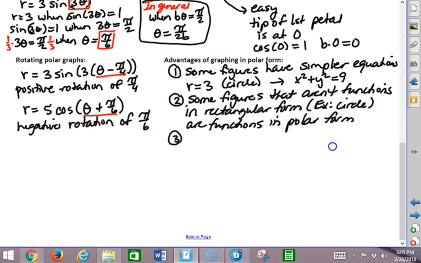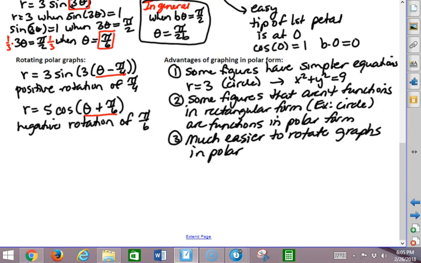And number 3, much easier to rotate graphs in polar form. In rectangular form, it's actually very, very difficult to rotate a graph. The algebra involved in the equation is very complex, but in polar form, all you have to do is add or subtract an angle to theta in the equation, and that rotates the graph. Very simple. Now, it will only rotate around the origin doing this, but it's still much simpler to rotate.